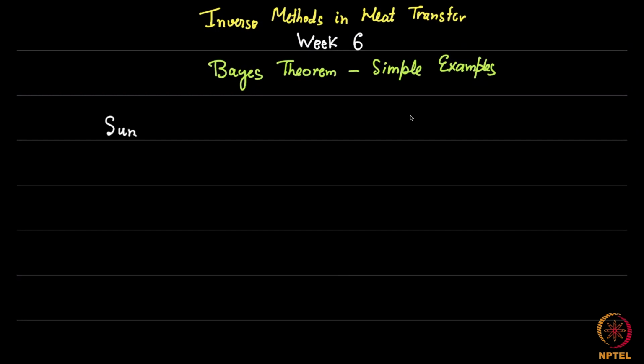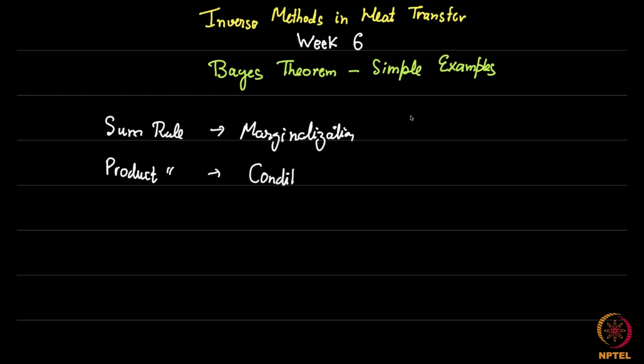The sum rule, which helps in marginalization. And we saw the product rule. The product rule connects the conditional probability to the joint probability. Okay, so you can switch between the two using the product rule of probability. We saw that a direct consequence of this was Bayes theorem.